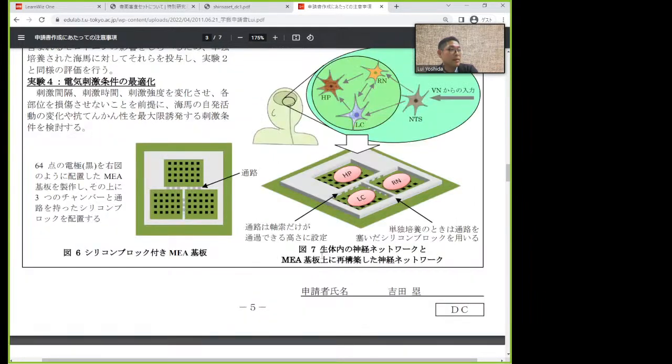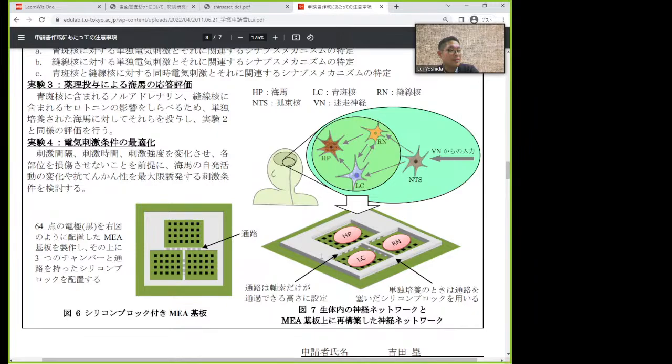So what is MEA? MEA is like a plate, and with this, we can cultivate the cells, and we can see the electrical interaction between them, and with this, we can stimulate the cells. But MEA is not so famous, so I thought I needed to show what the MEA is. So I created an MEA figure.